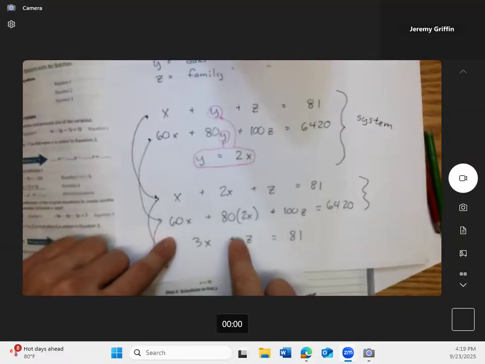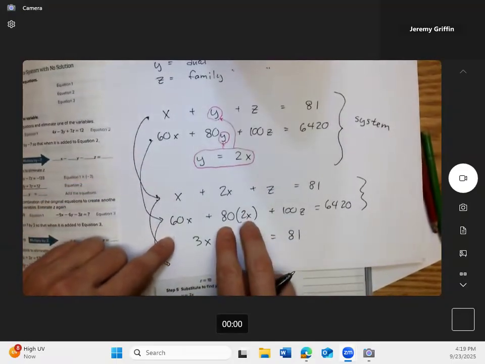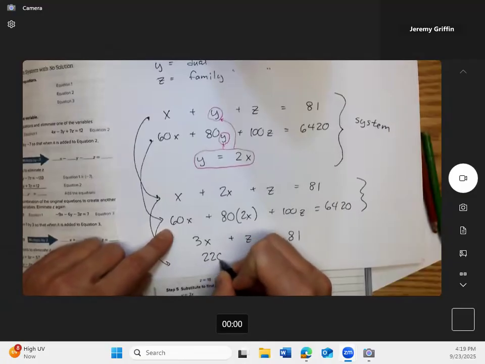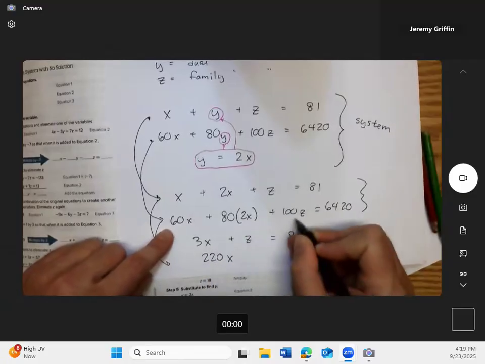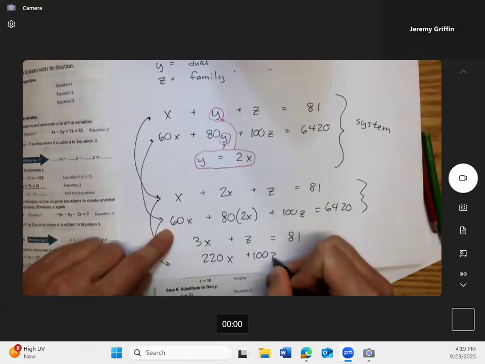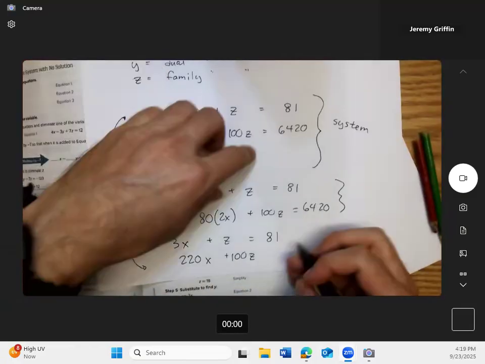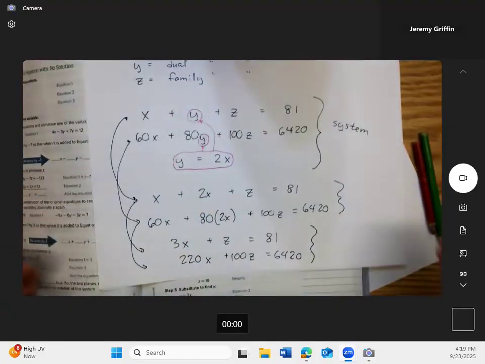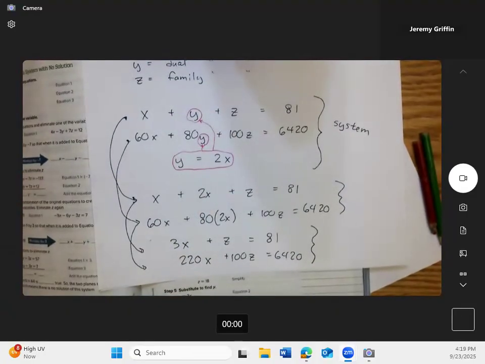And then down here, let's see, 80 times 2 is 160, plus this 60, is that 220, I think? It's 220, and that'd be x. And then I still have 100z. Right. And that comes out to 6420. Right, so here's my system again. All right, so I'm just doing step by step by step. Right, so I gotta continue.